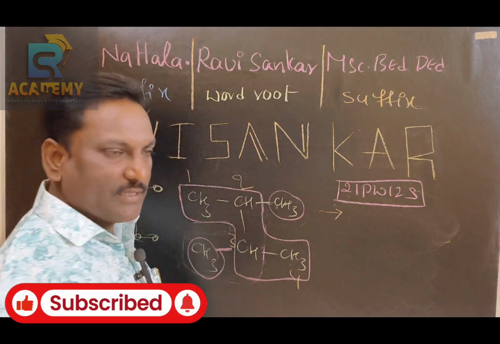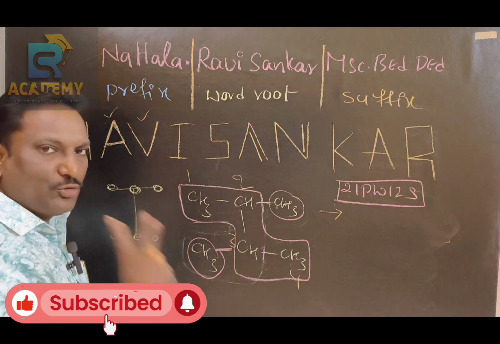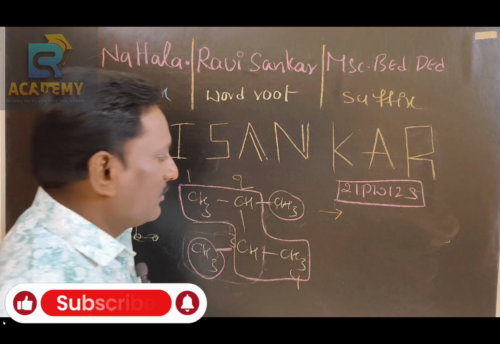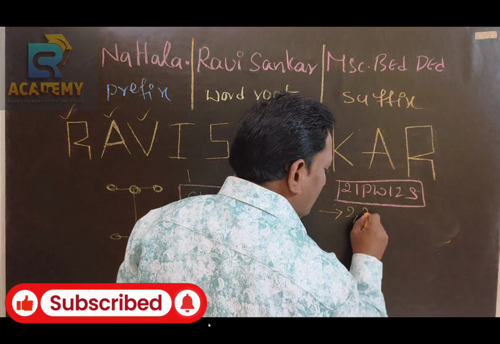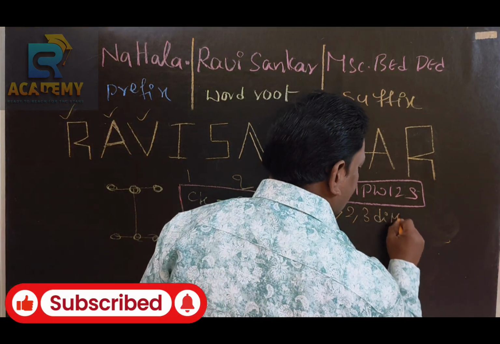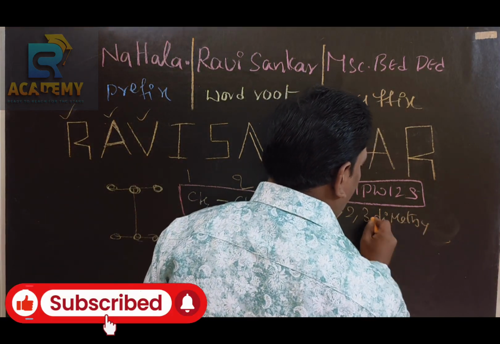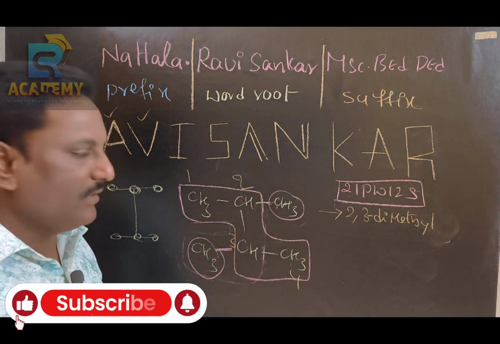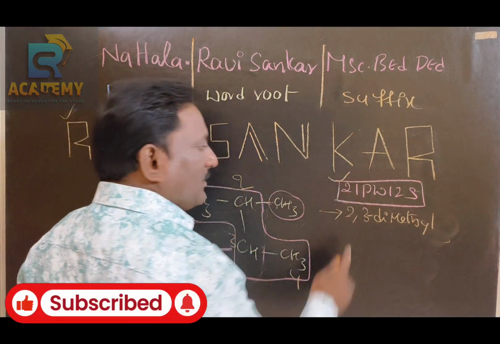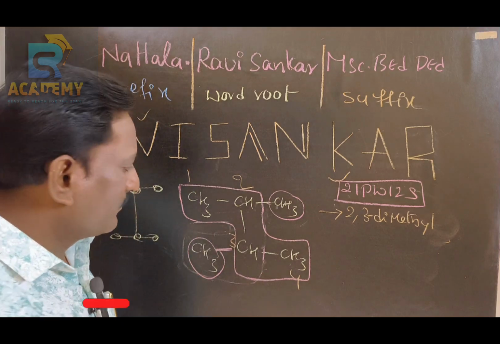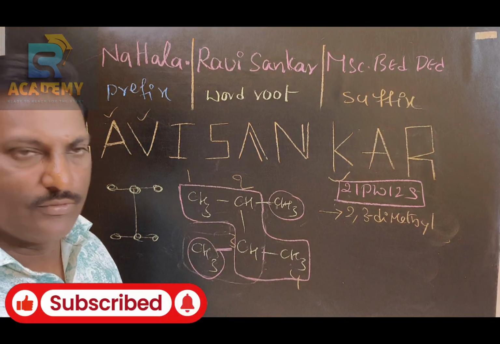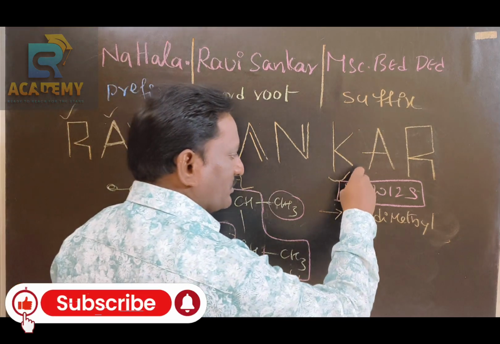Secondary prefix, branches. Yes, two branches are there. Two methyl groups are there, one at second, one at third. So 2, 3 dimethyl. Completed. Primary prefix, cyclic. It's not a cyclic compound, it's an open chain compound. No need to take this one. Strike out.